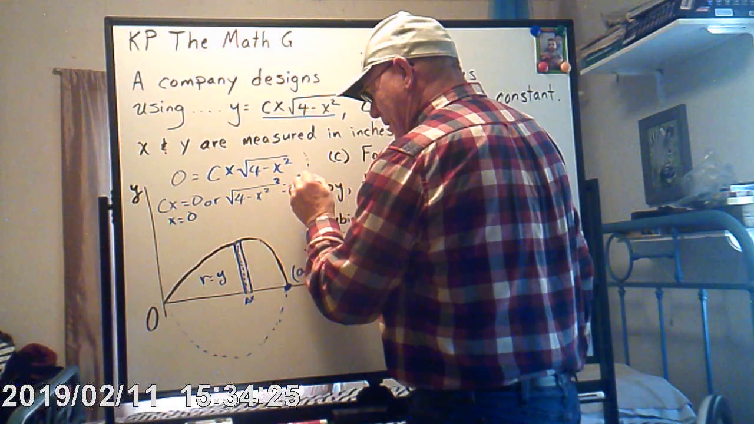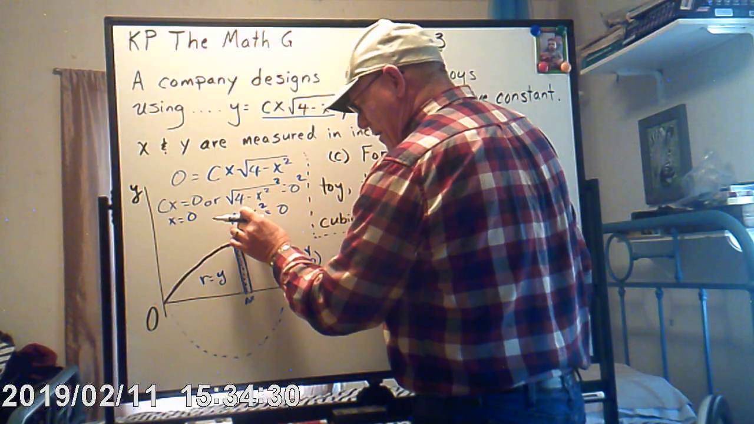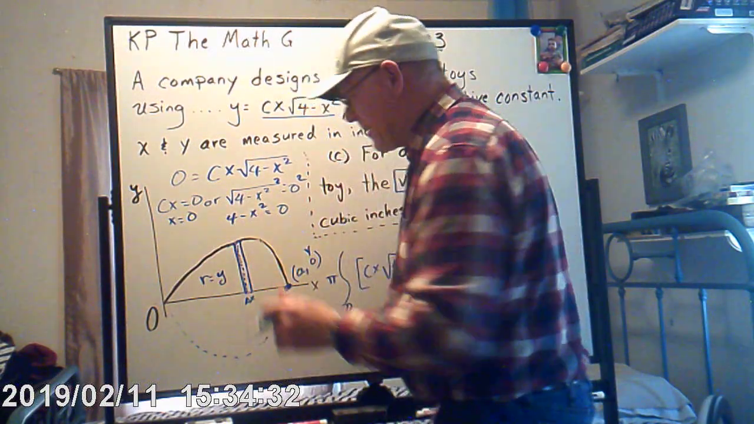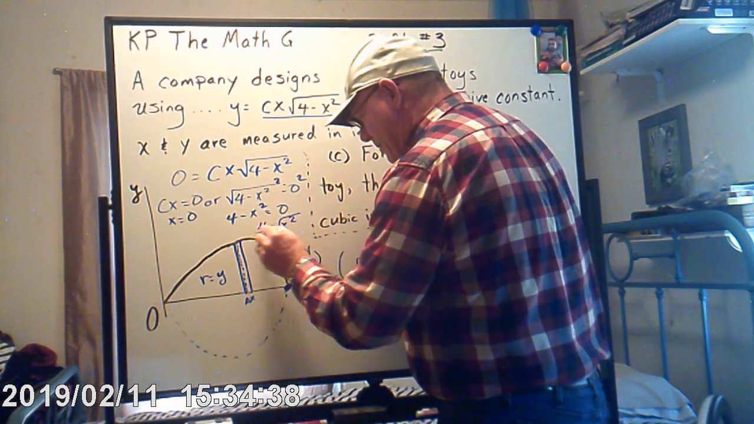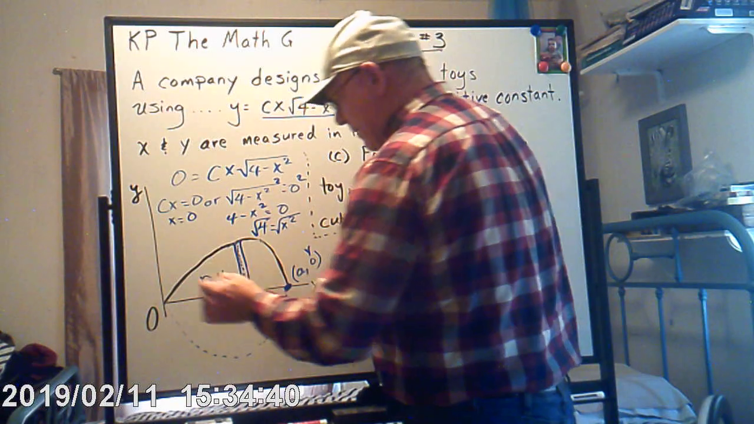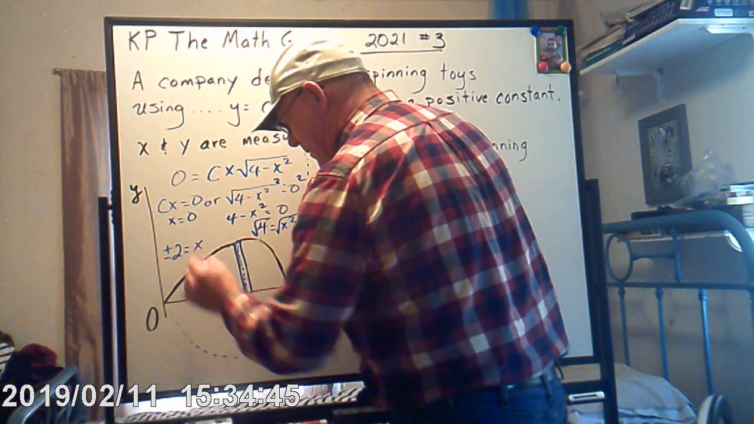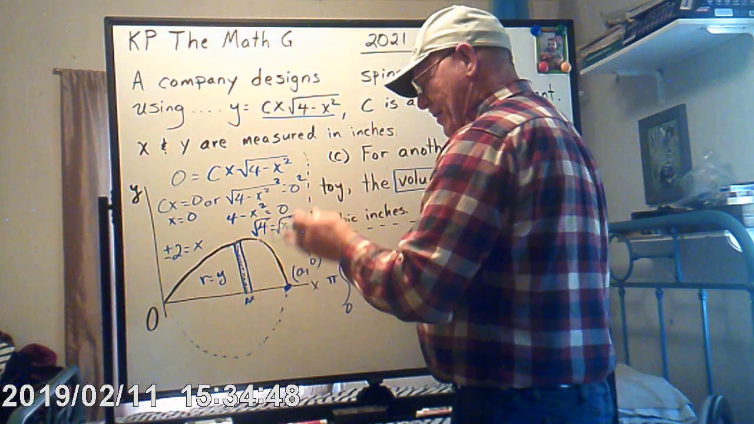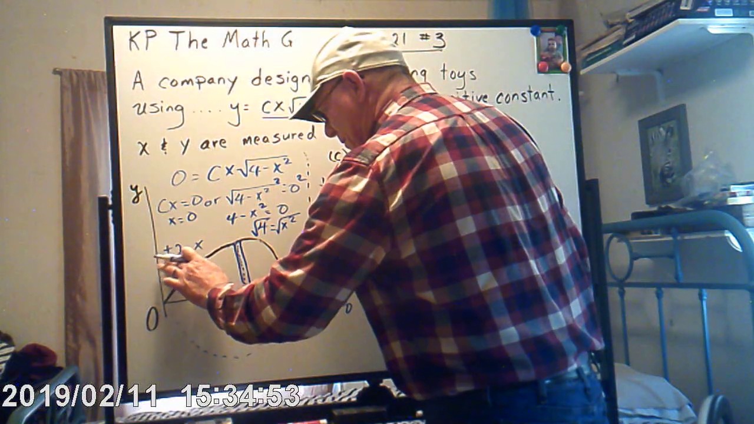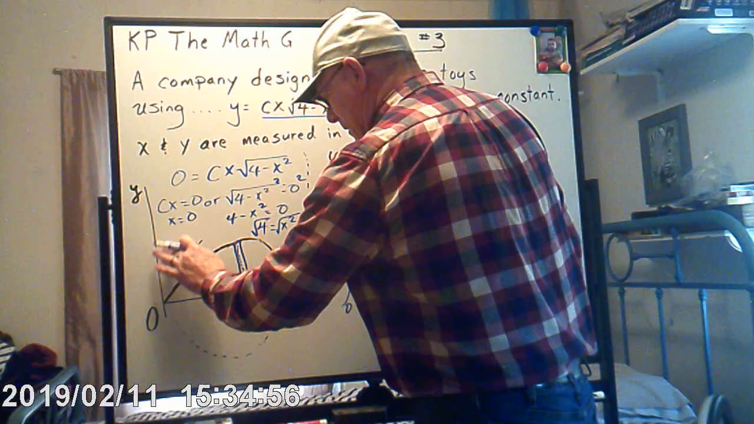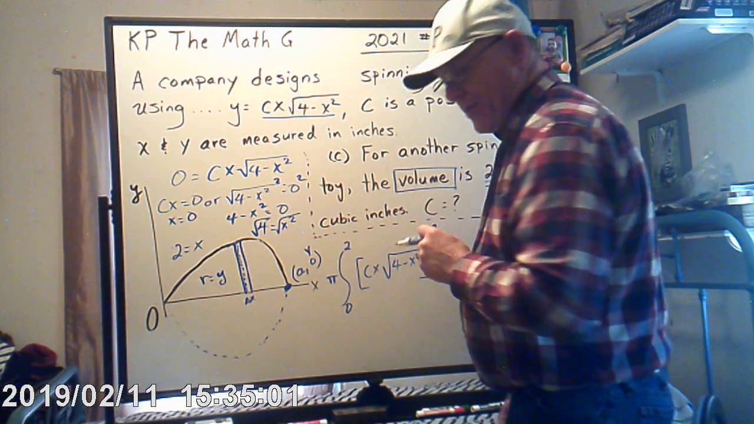When I square both sides, I get 4 minus x squared is equal to 0. Then I can bring the negative x squared to the other side, so 4 is equal to x squared, which means that when I take the square root of both sides, it's actually plus or minus 2 is equal to x. But since C is positive, we're going to say positive 2. So we know that our limits of integration are from 0 to 2.